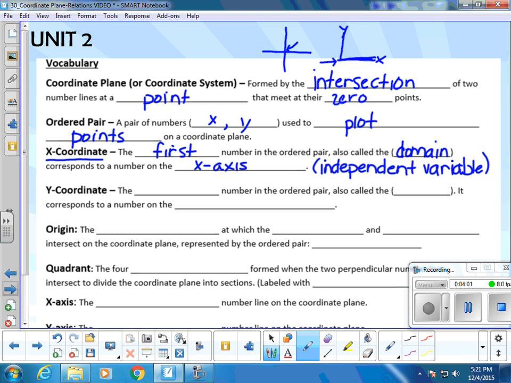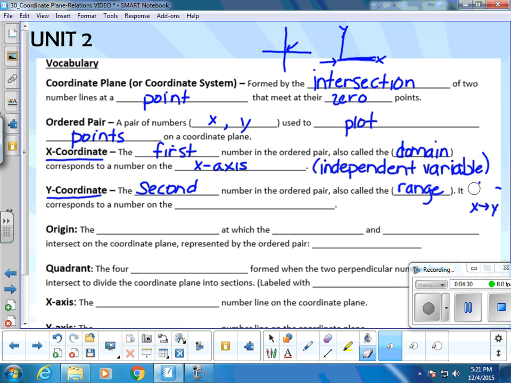That's your domain. The y coordinate is the second number in the ordered pair. It is also called the range. And if you forget between the domain and range, which one's which, think alphabetical. D comes before R, X comes before Y. So that helps. Domain is with X, range is with Y. Just a quick and easy way to remember it.